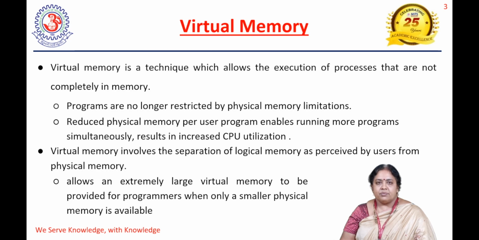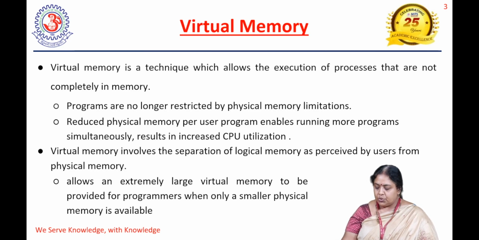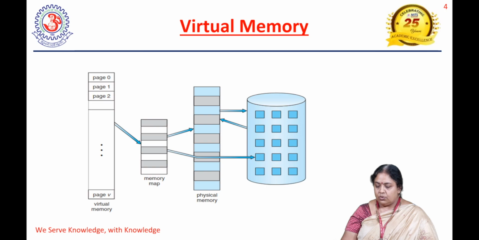So the operating system introduces virtual memory, by which programs are no longer restricted by physical memory limitations. As we are not restricted, we have reduced physical memory per user program, which enables more programs to run simultaneously. That results in increased CPU utilization. Virtual memory involves a separation of logical memory from physical memory, which allows an extremely large virtual memory to be provided. I will show that in the slide.